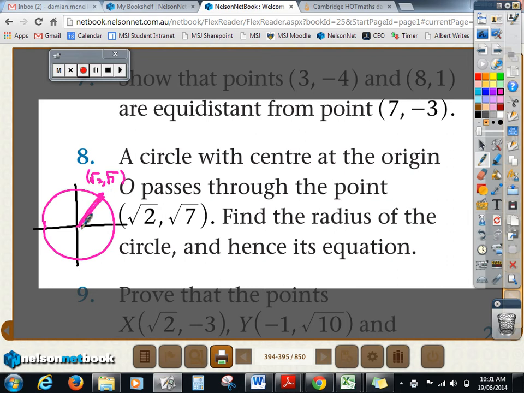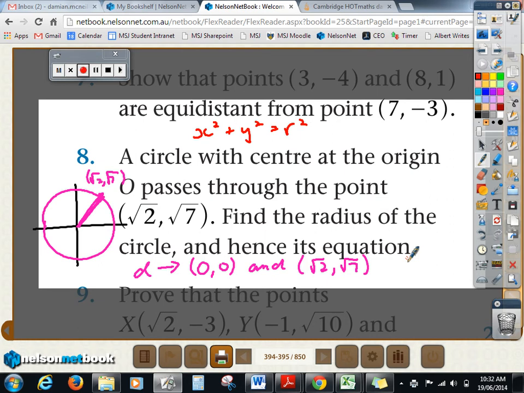So we simply need to use the distance formula and find the distance between the origin, 0,0, and root 2, comma, root 7. Now don't forget, after you've done that, then you'll need to apply x squared plus y squared equals r squared to find the equation of the circle. Okay? So those are the type of questions that you're about to do.